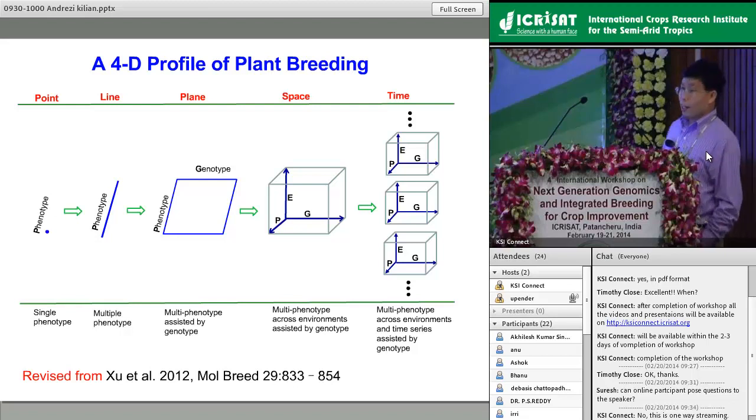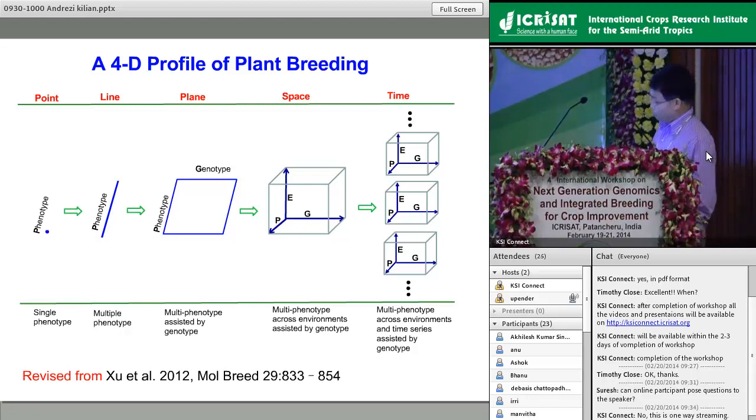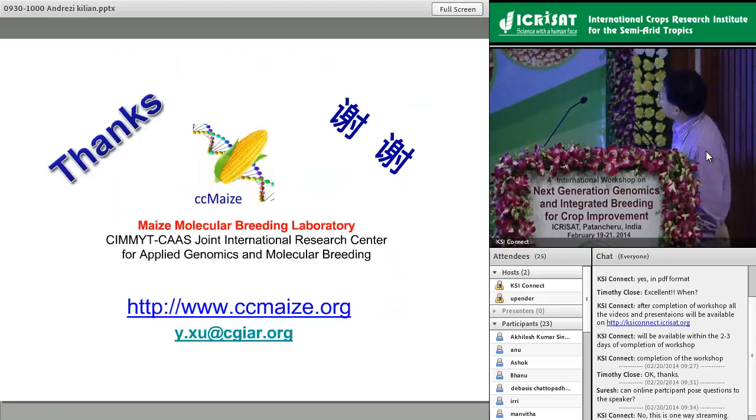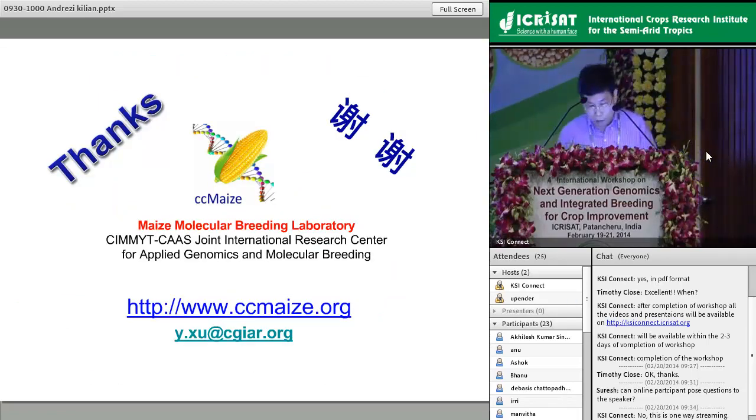With the second edition of the strategy, we move the 3D profile of plant breeding to a 4D profile. What do we get more? Selection started from single phenotype-based selection, moved to multi-phenotype, then multi-phenotype by genotype, then multi-phenotype cross-environmental by genotype, and then we have all this data across different time series. So that's the four-dimensional profile of plant breeding. Thank you for your attention. Any questions?